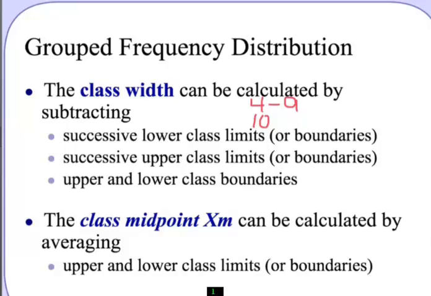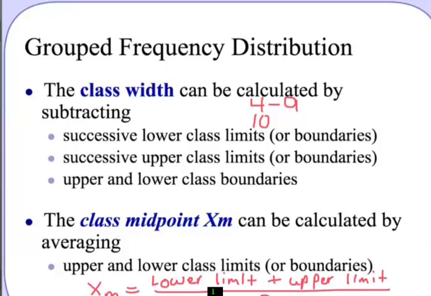But the class midpoint is calculated by averaging the upper and lower limits. So the midpoint is equal to the lower limit plus the upper limit divided by 2. So I'm averaging those two, upper plus lower divided by 2, and that will give me my midpoint.